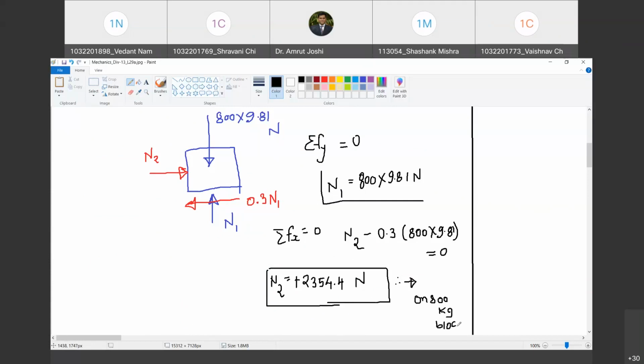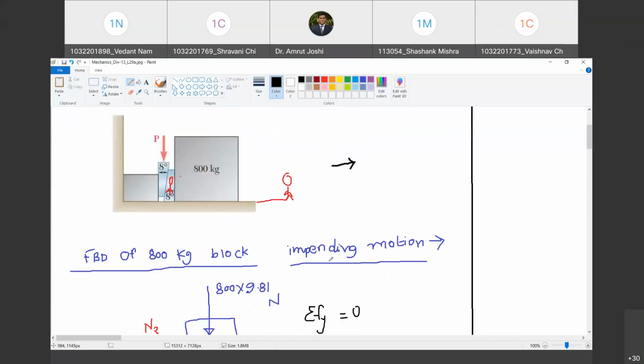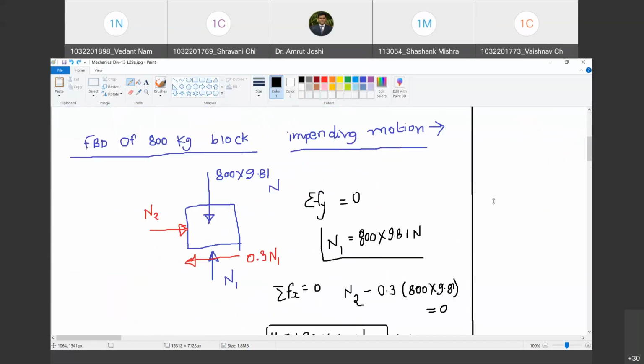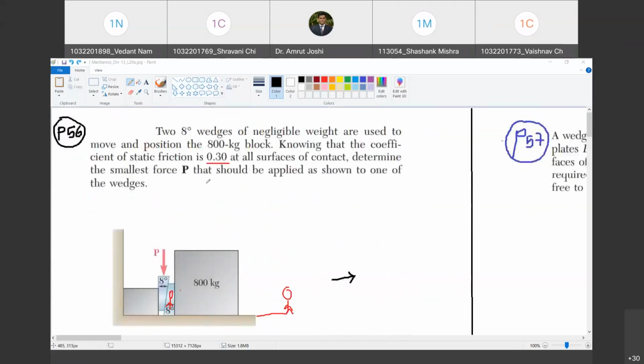Happy? Okay. So what was the key point here? Key point is you have to understand that as the block moves towards right, there is no sliding along this surface, and therefore we should not show frictional resistance along this surface. Happy? Okay. And now, what is the next thing that we are going to do? By the way, what is asked? You have to find out the smallest force P for which the motion starts. Do you agree with me?